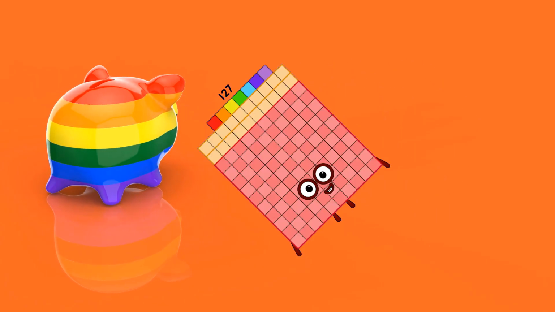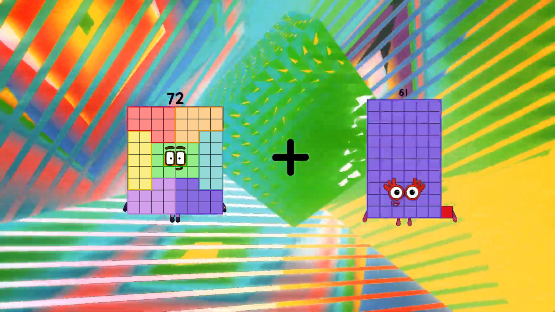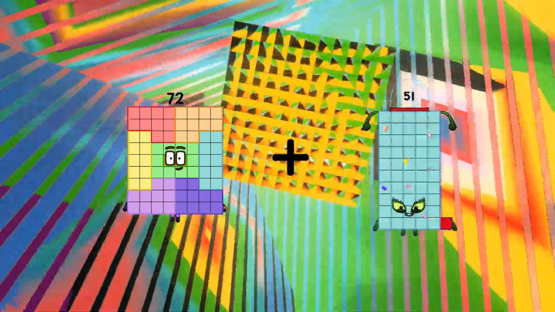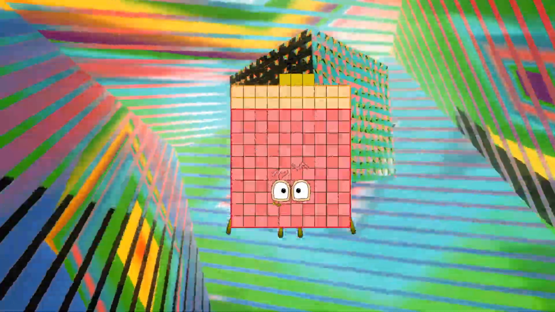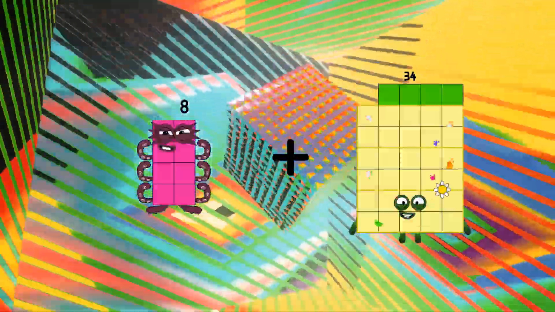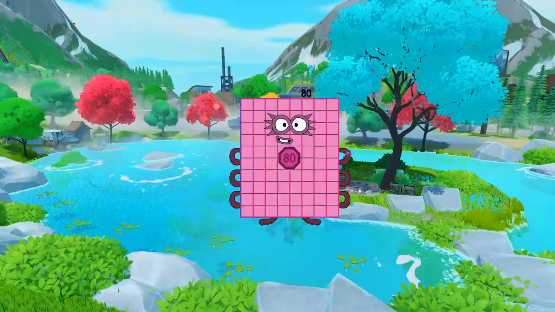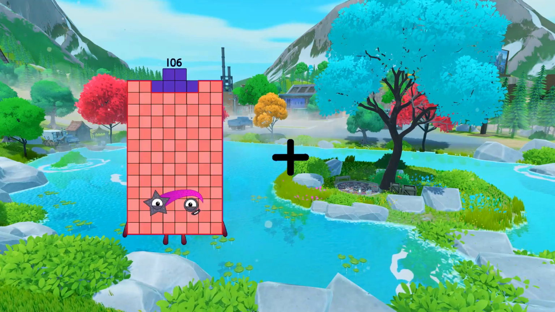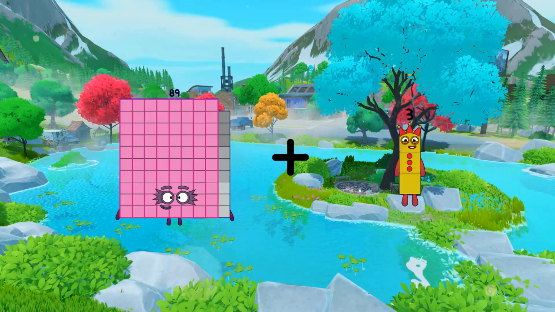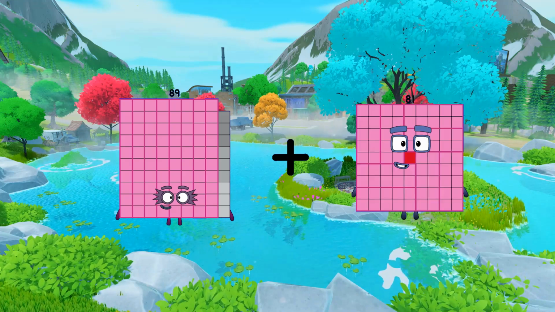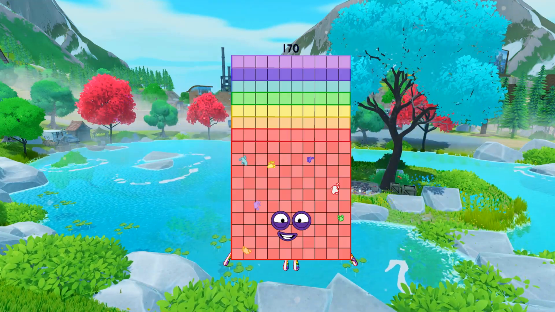23 plus 104 equals 127. 72 plus 51 equals 123. 8 plus 72 equals 80. 89 plus 81 equals 170.